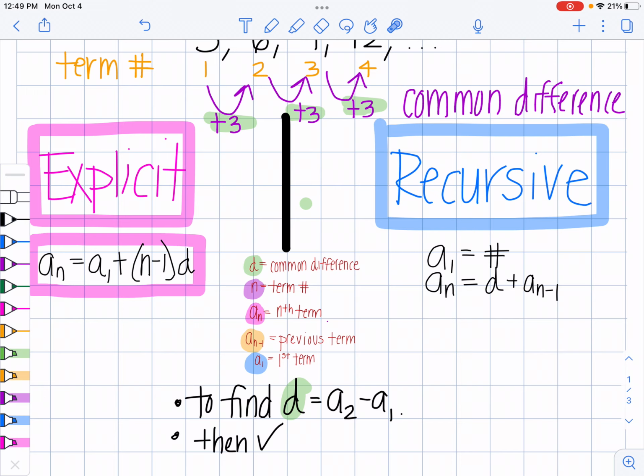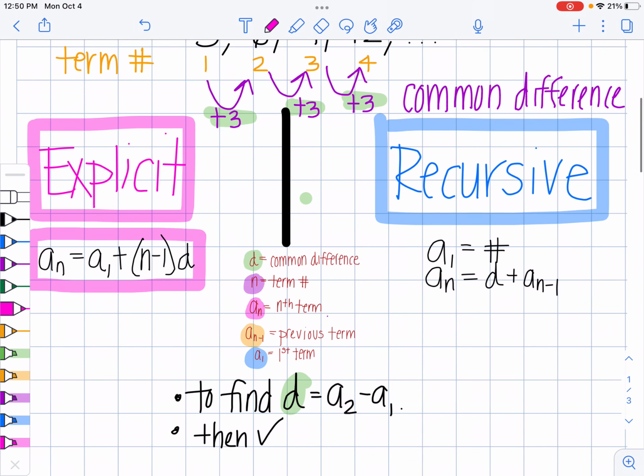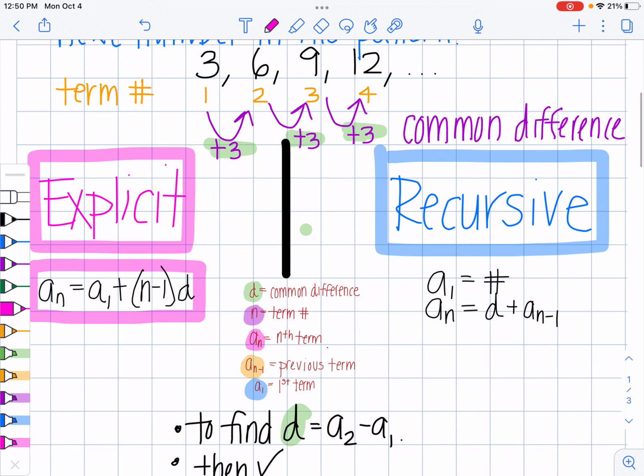So up here, we said it was fairly easy to find the common difference. We noticed that it just jumped up by 3 every time. Sometimes it's not as easy to see, especially when it's a negative number. So to find the common difference here, I wrote that the common difference, you always take the second term, that's what this means, A sub 2 minus A sub 1. You always do the second term minus the first term. So if I did this here, you would see that my second term is 6 and my first term is 3. So 6 minus 3 is equal to 3.